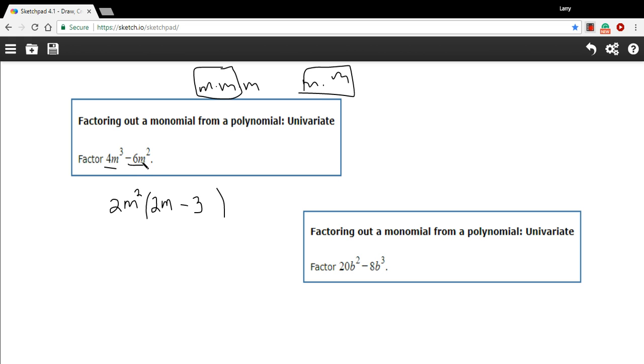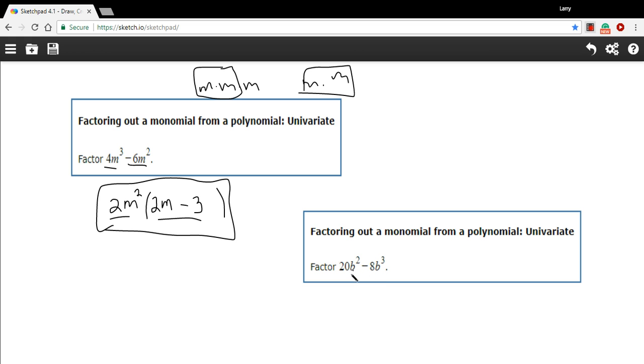And here, m squared divided by m squared is 1. And since this is multiplication, comes out to be 3 times 1. I just write it as a 3. So that is our answer. 2m squared is what we factored out. This is what's left over, and that's our whole answer.